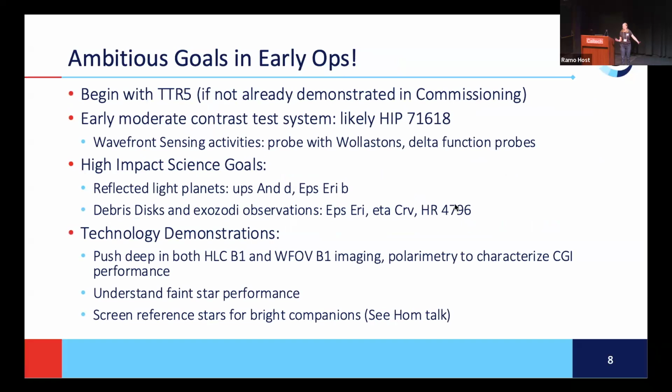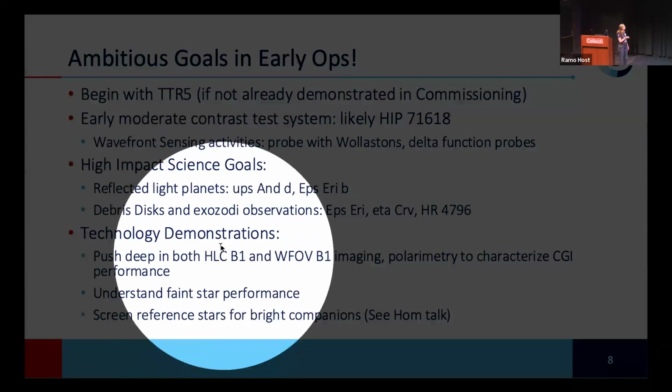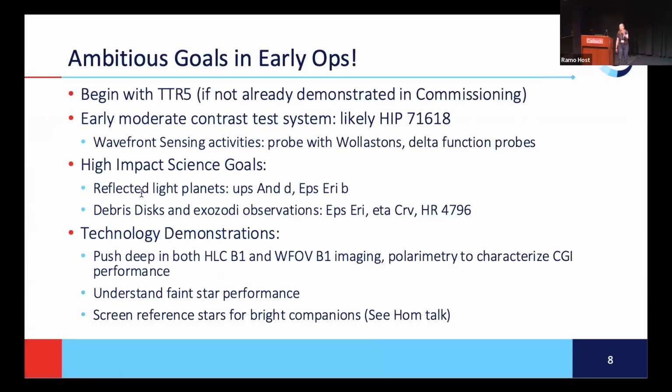All right, pre-bulge. We're going to exercise Band 1, both narrow field of view and wide field of view. This gives us lots of redundancy on TTR5, and we also get to do tons of incredible science. Okay, so I think one of the things people are excited to see here is that we are going to attempt to image 2 reflected light Jupiter analogs in the first month of observations, Epsilon Eridani b and Upsilon Andromedae d. We're also going to do both debris disk and exozodi observations for Epsilon Eridani and Eta Corvi, both have strong zodi detections. And we're going to attempt to characterize our polarimetry with HR 4796.